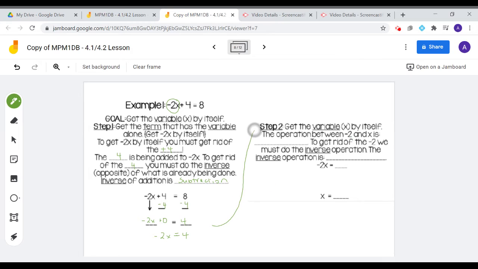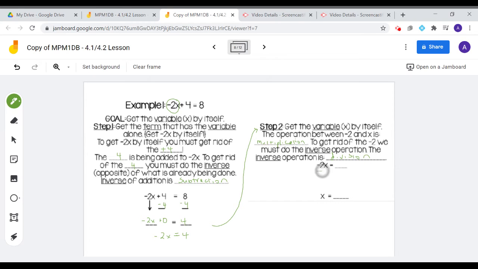So now I'm going up here to step 2. The operation between negative 2 and x is multiplication. Remember that when we write a coefficient in front of a variable, it means that we're multiplying them. To get rid of the negative 2 then, we must do the inverse operation, and the inverse operation of multiplication is division.